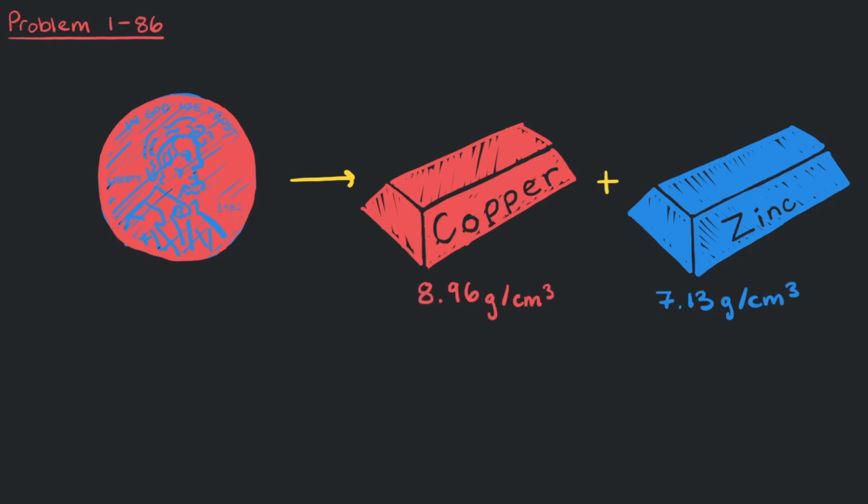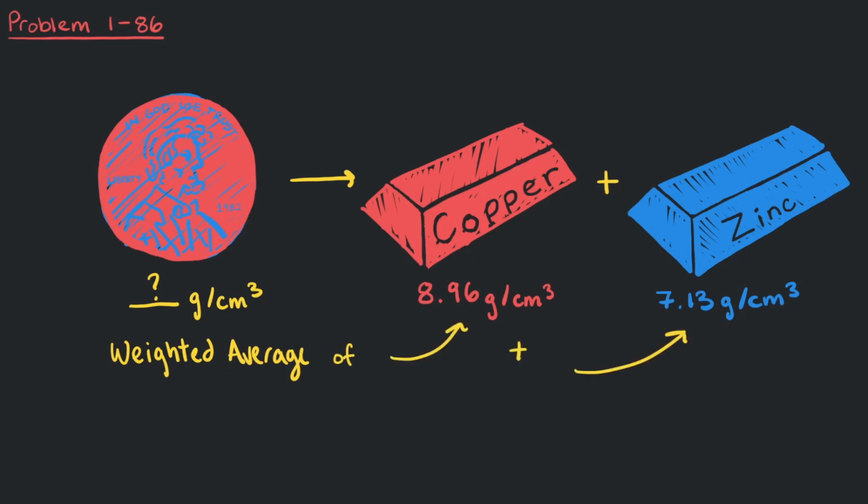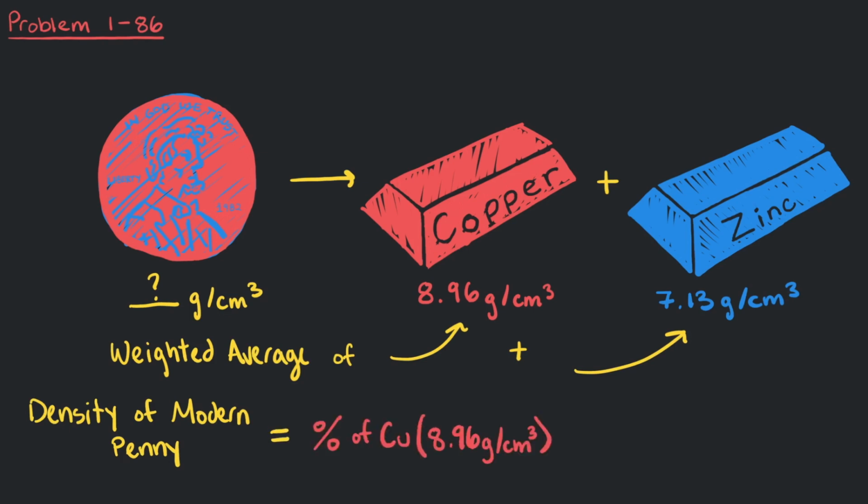Since we know the densities of copper and zinc, when we find the overall density of the modern-day penny, we can think of this penny's density as a weighted average of the densities of copper and zinc. This means the overall density is equal to the percentage of copper times the density of copper plus the percentage of zinc times the density of zinc.